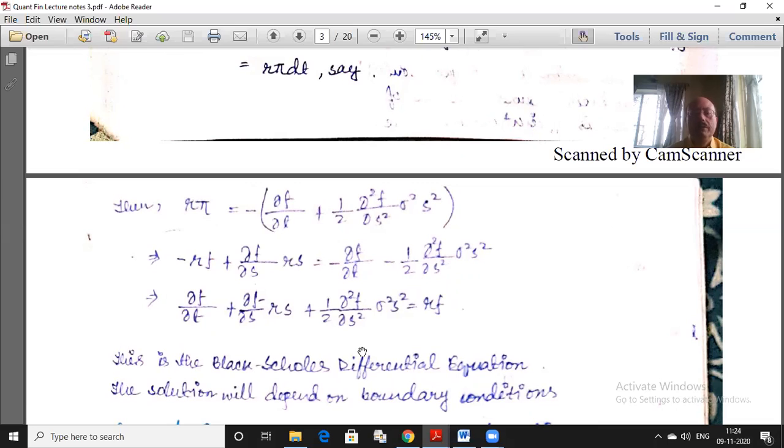And of course, we have to specify suitable boundary conditions, and boundary conditions will come from the contract specifications. But once we have the boundary conditions, we can uniquely find the solution of this particular PDE. And because we recognize it as the heat equation, we basically know how to solve these things. There are textbooks which discuss how to solve the heat equation.